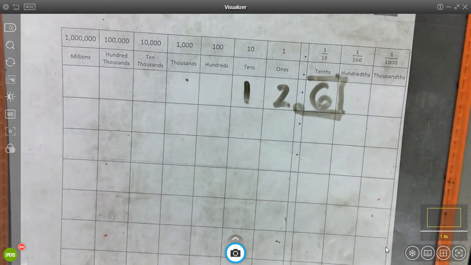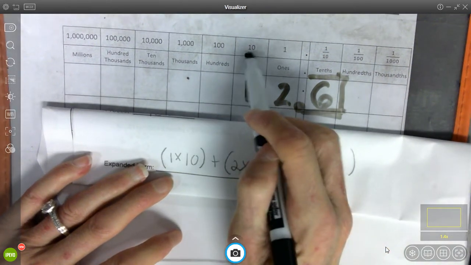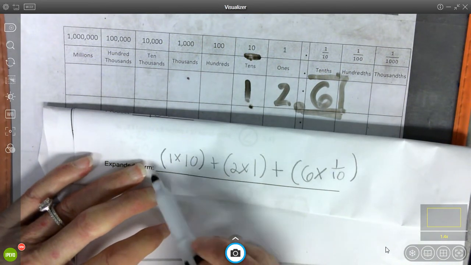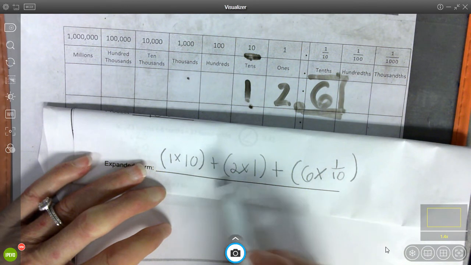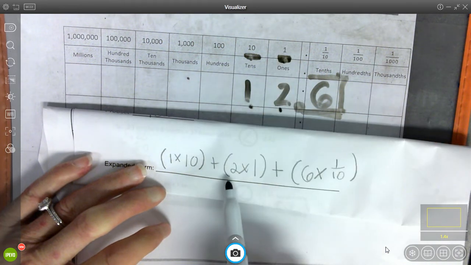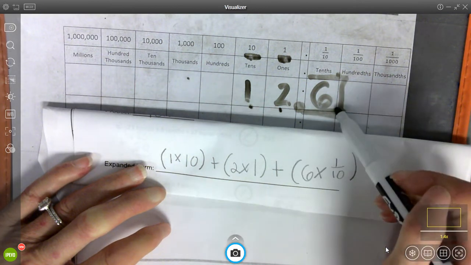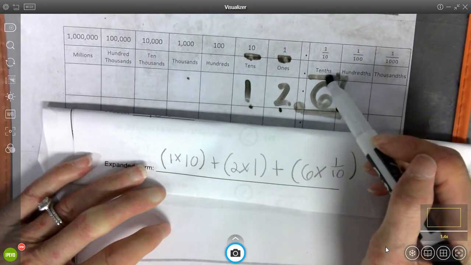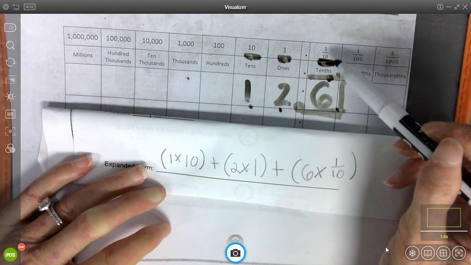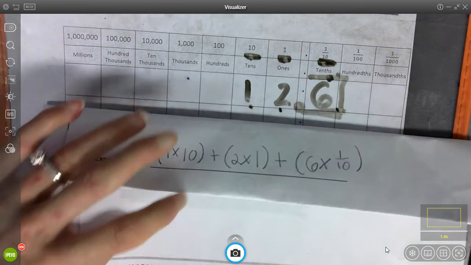So let's take a look. We just need to look at each place value, okay? So we've got a 1, but it's in the tens place. So that would be expressed as 1 times 10. And we would put that in parentheses. And then we're going to add, we've got the 2. And it's in the ones place. So we'll express that in expanded form as 2 times 1. And then we have a 6. But it's in the tenths place. So that would be 6 times 1/10. And if you use your sleeve, you're going to be able to see your answers right there.